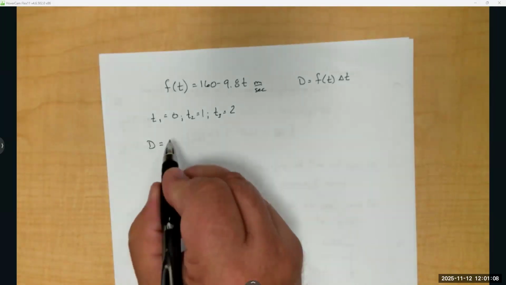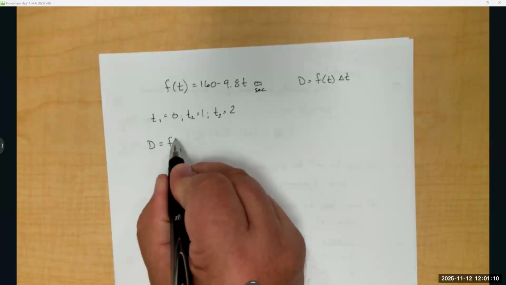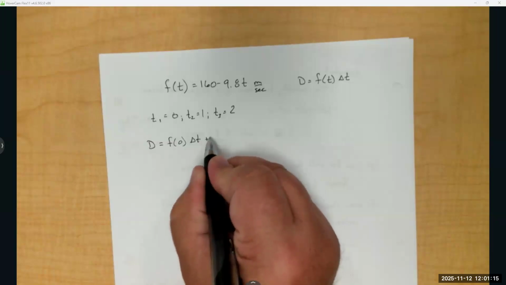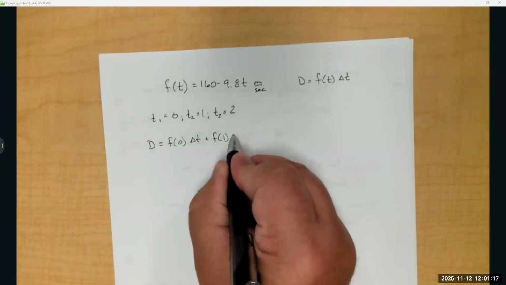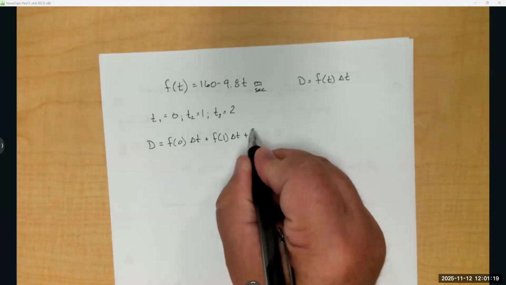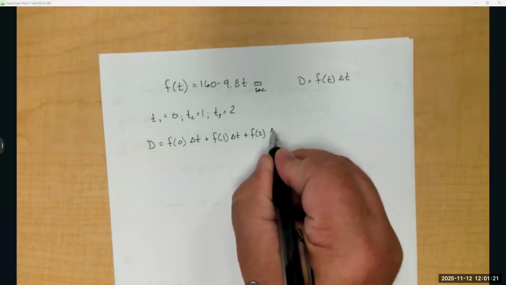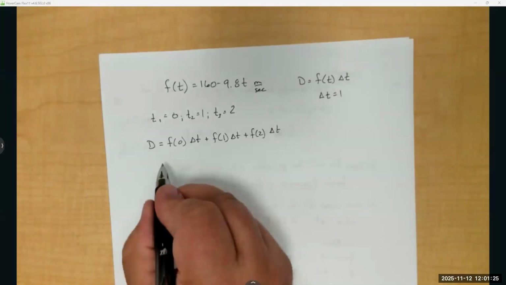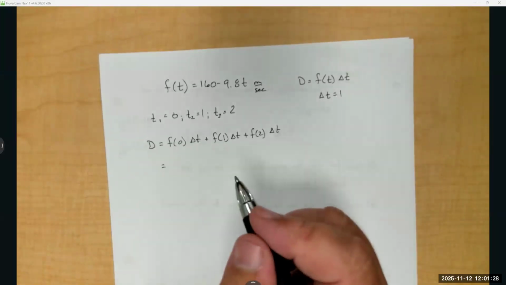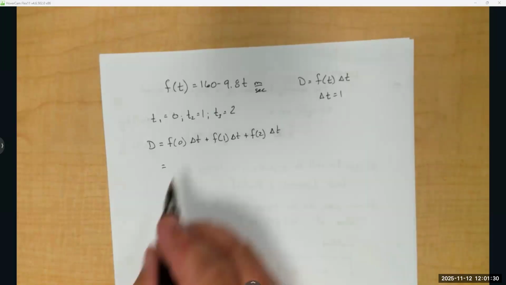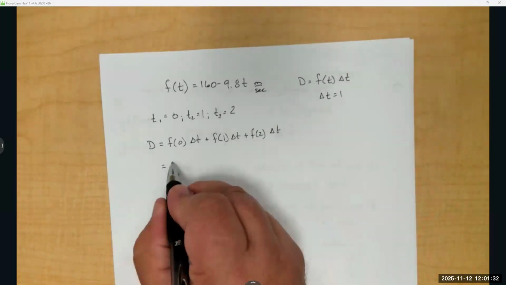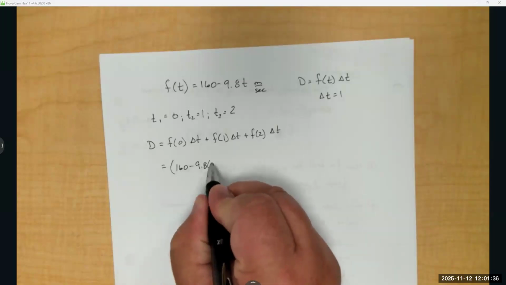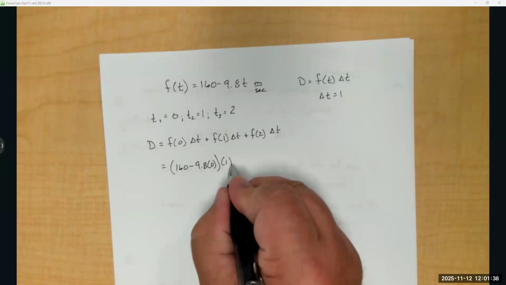All right, so here we have f of 0 delta t, f of 1 delta t, f of 2 delta t. And delta t for all these is equal to 1. So at 0, we have 160 minus 9.8 times 0 times 1.